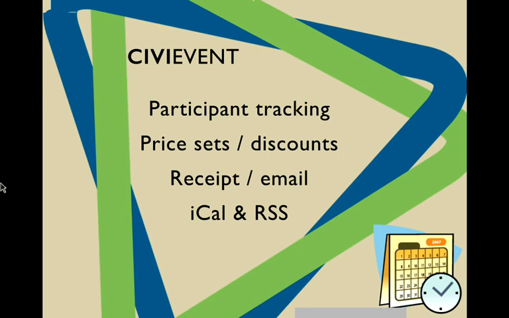The events can have a pretty sophisticated pricing structure using CiviCRM's price sets. So you can do things like multiple options for a conference level type event where you have, say, a t-shirt or a meal that's being purchased. And you can provide discounts for various points in the process, like an early bird discount or a member discount or other sorts of things with discount codes.